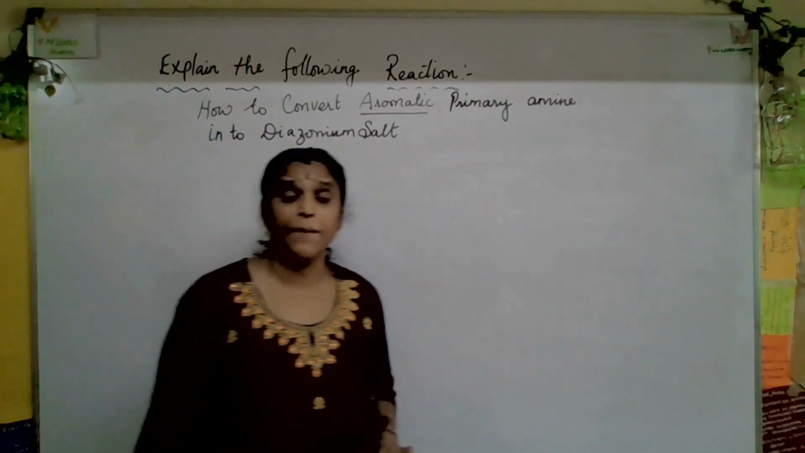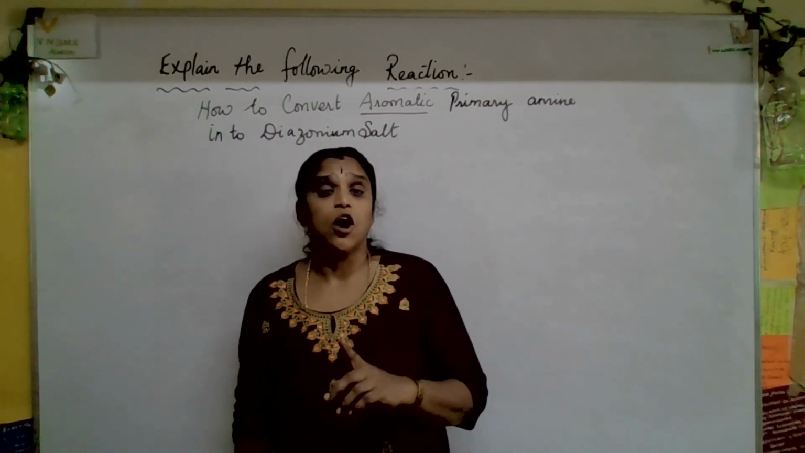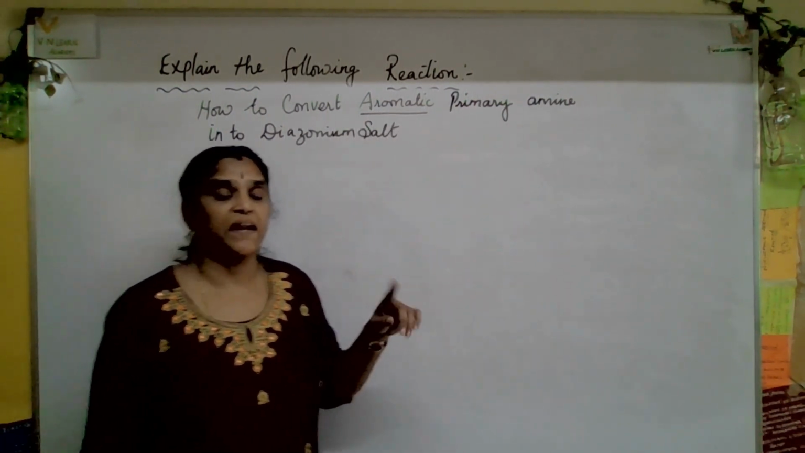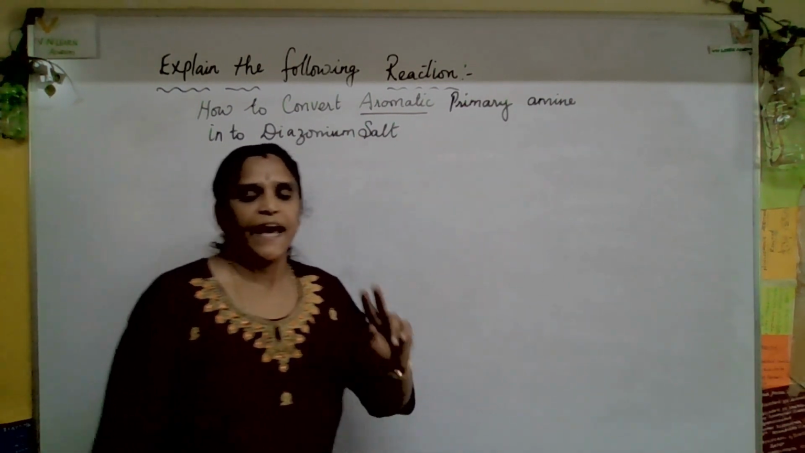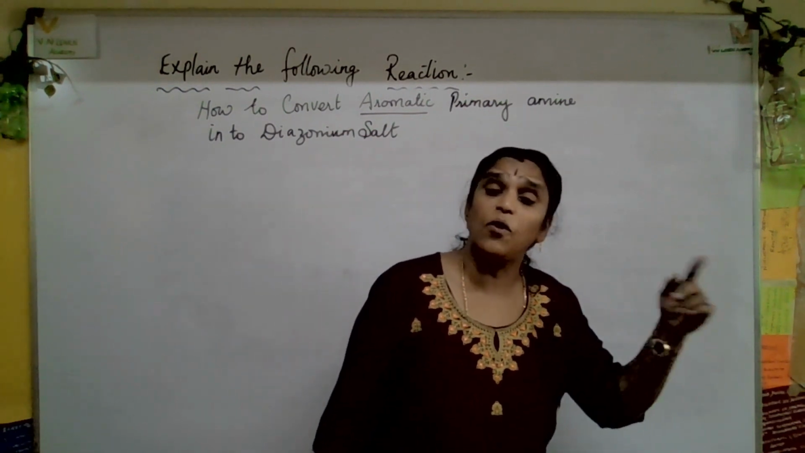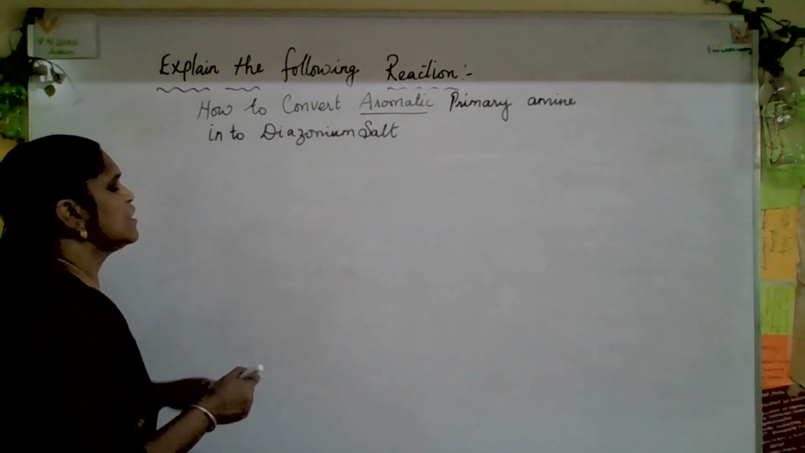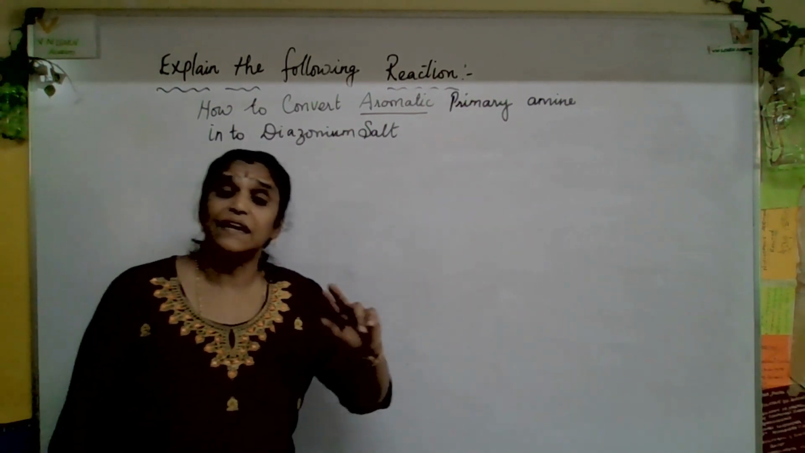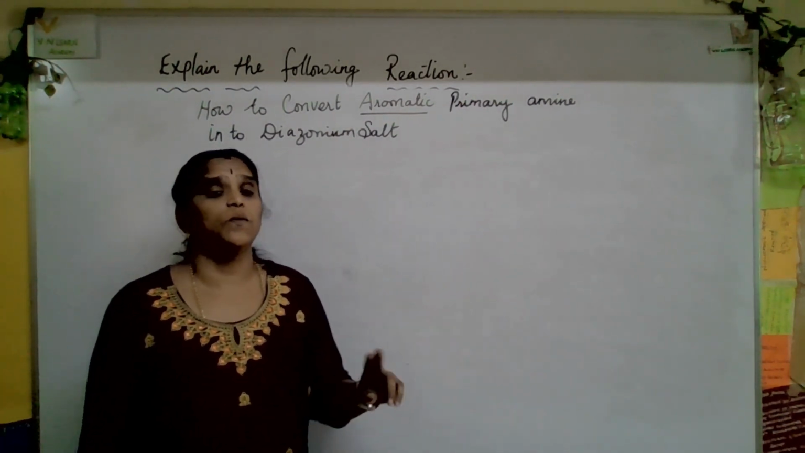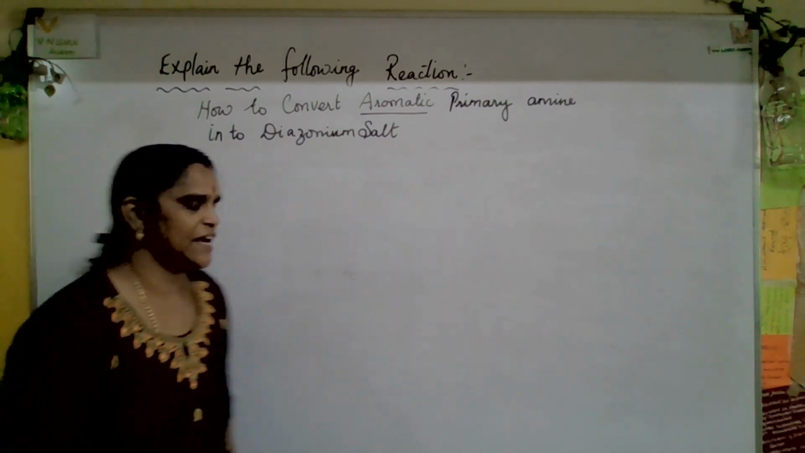Next, one more important and interesting question: how to prepare diazonium salt, or how to convert a primary aromatic amine into diazonium salt. Actually, this is a 2 step process. We have already gone through it in the haloalkane and haloarene part. First and foremost, we have to prepare freshly prepared nitrous acid, which will react with aniline, that is an aromatic primary amine. Then you will get the diazonium salt.